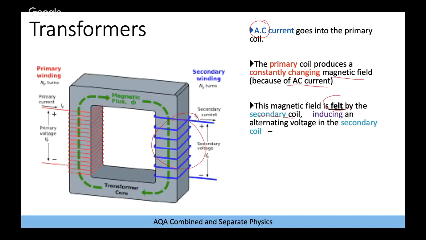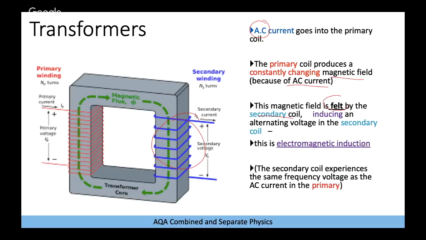This induces an alternating voltage in it. This is called electromagnetic induction. And the secondary coil experiences the same frequency of voltage as the AC in the primary. So let's just go through that again. The primary coil creates a changing magnetic field around it because of AC current. That's felt by the secondary coil. It's called electromagnetic induction. And the secondary coil has the same frequency of voltage as the input voltage on the primary coil.